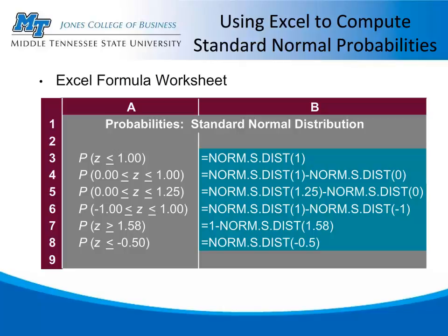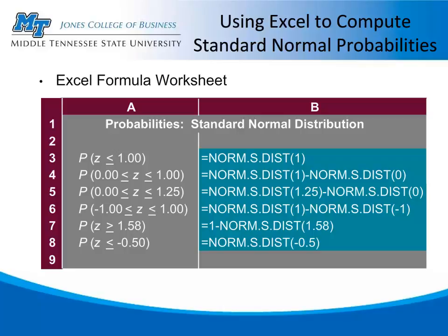But you can get Excel to figure that out for you. You can just type in equal norm.s.dist and inside parentheses put 1. Excel will calculate what is the probability that you would get a z value that's less than or equal to 1, and it would just put that answer inside that cell.